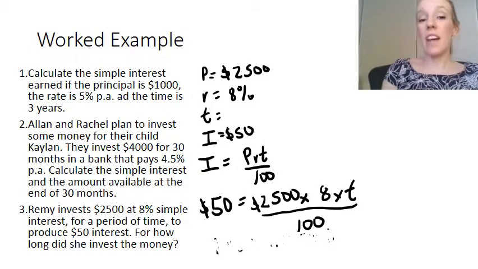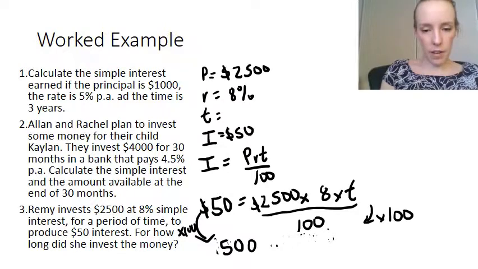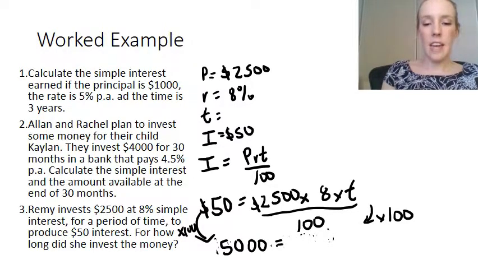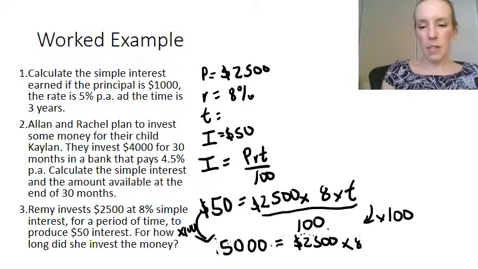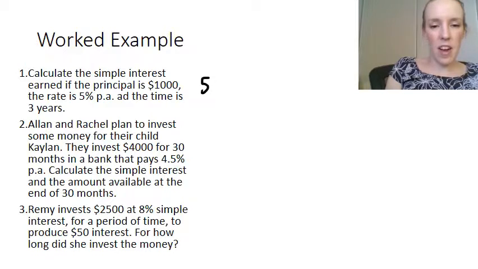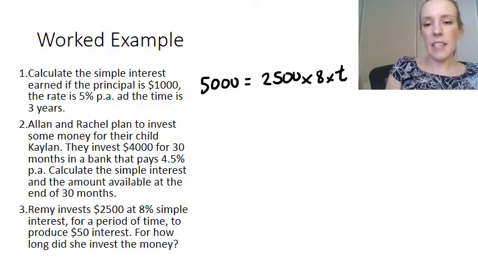So we're going to use the onion method. So the first thing we have to do is obviously multiply both sides by 100 to get rid of that 100. So that means we've got $5,000 is equal to 2,500 times 8 times T. I'm just going to clear the screen because I've run out of space, but I'll just rewrite that last line. So I have $5,000 being equal to $2,500 times 8 times T.